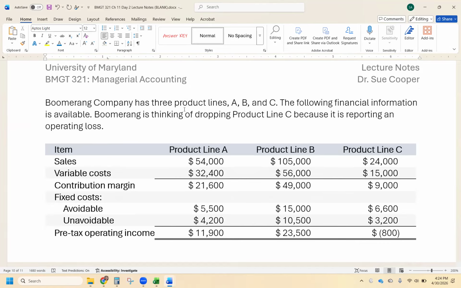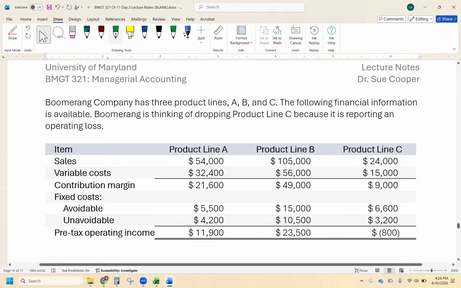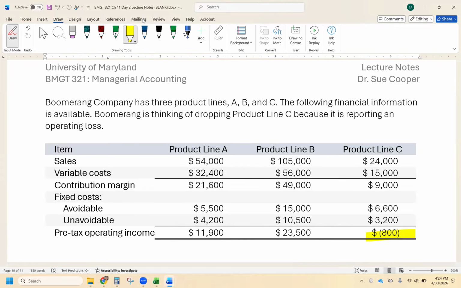Boomerang is thinking of dropping product line C because it's reporting an operating loss. So here's the issue right here. That $800,000 is what's stressing everybody out. And they're like at their management meeting, and they're like, you guys, this is no bueno. Product line C is not profitable and it needs to go. And so we're the accountants and we think, okay, let's evaluate whether or not it really should go.